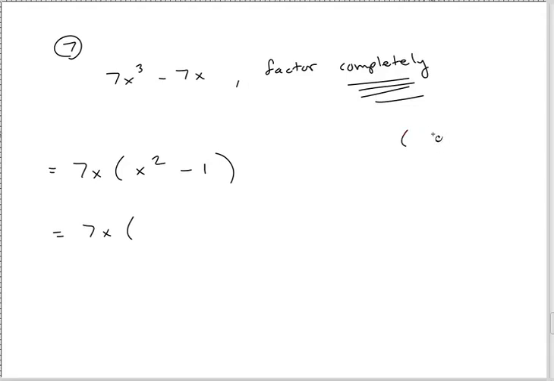I'm just going to do something on the side here. If you had a 9, what two numbers multiply to make a 9? A 3 and a 3. What if you had a 16? What two numbers multiply to make a 16? A 4 and a 4.